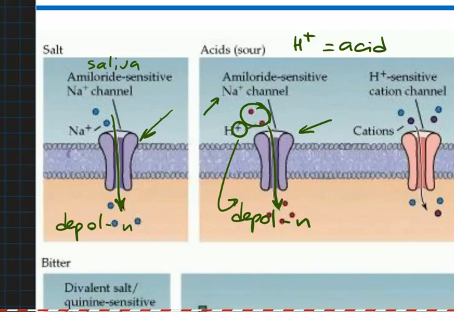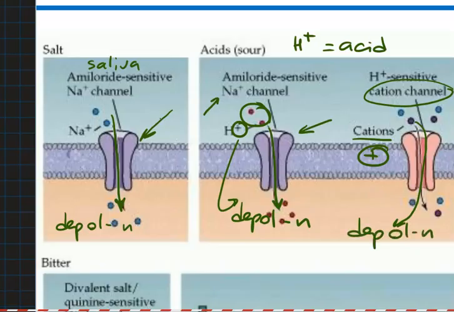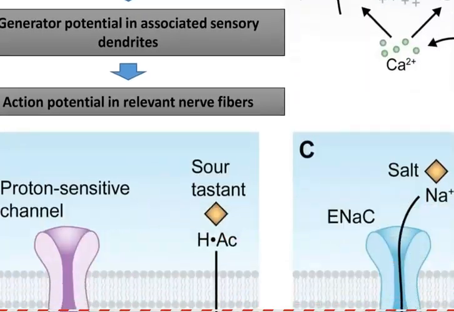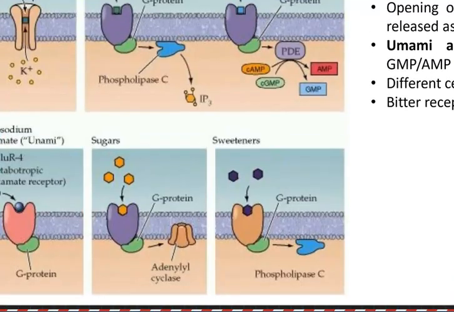Or they can open cation channels. See that? So cations like sodium and calcium will diffuse. Cations are positively charged. Depolarization again. Questions about the salt and the acid? All right, so I'm going to move on.